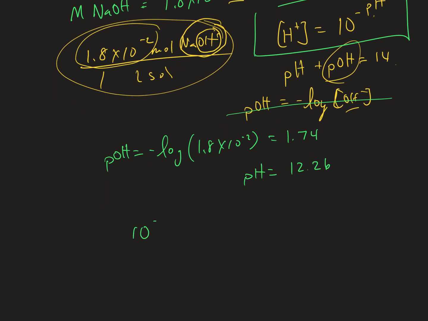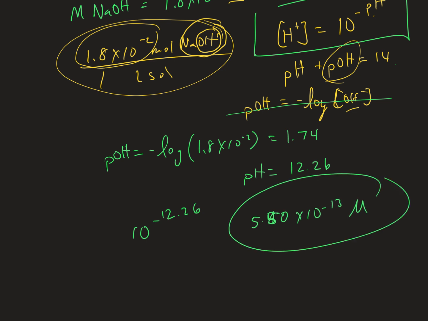So 10 raised to the negative 12.26, and that's going to give me 5.50 times 10 to the negative 13. Okay, so you got the same answer. You just took so many more steps to get there, because for literally all of these, I was just dividing by 1 times 10 to the negative 14.